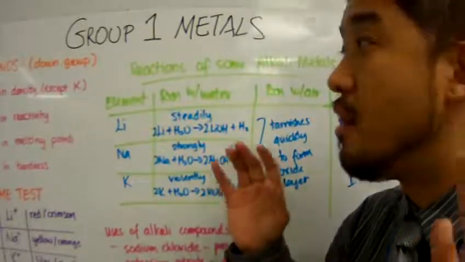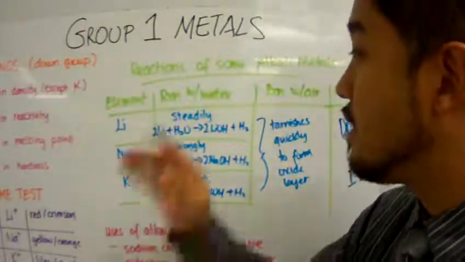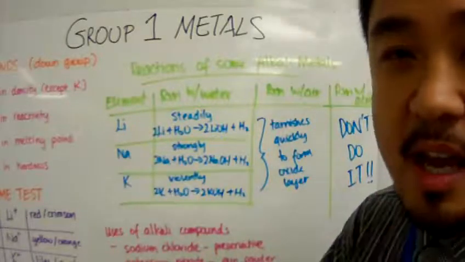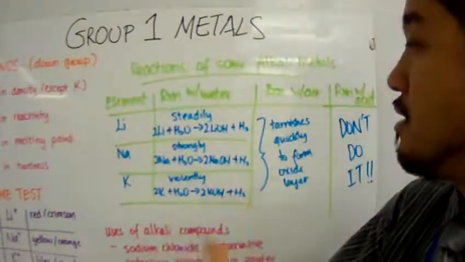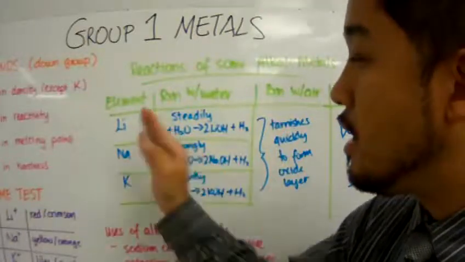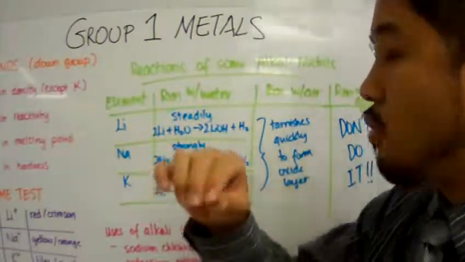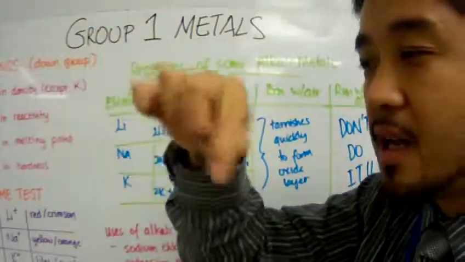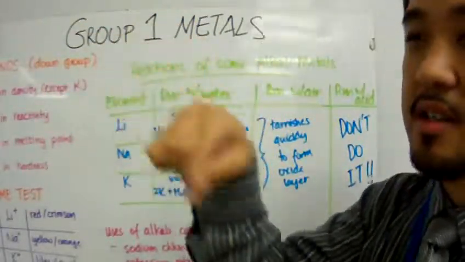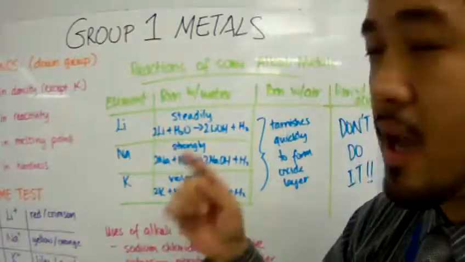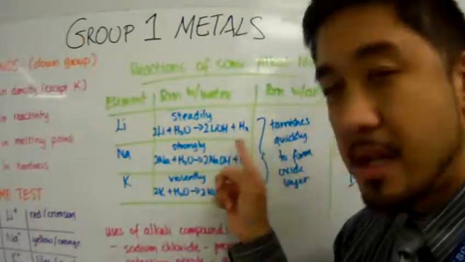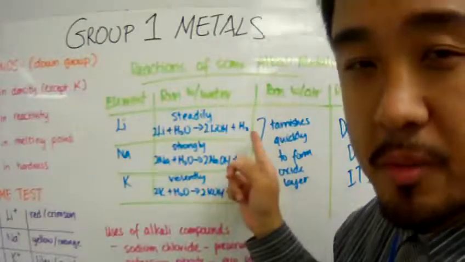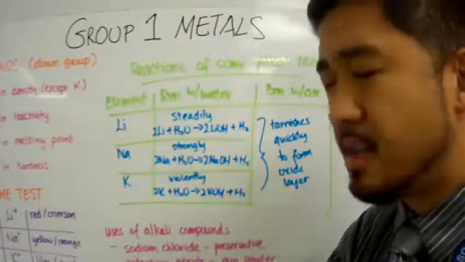Reactions of group 1 elements. Now, group 1 elements will readily react with cold water. So, lithium, when you put it in cold water, is going to float on water and react steadily. And what you're going to make is lithium hydroxide, and the byproduct will be hydrogen gas.